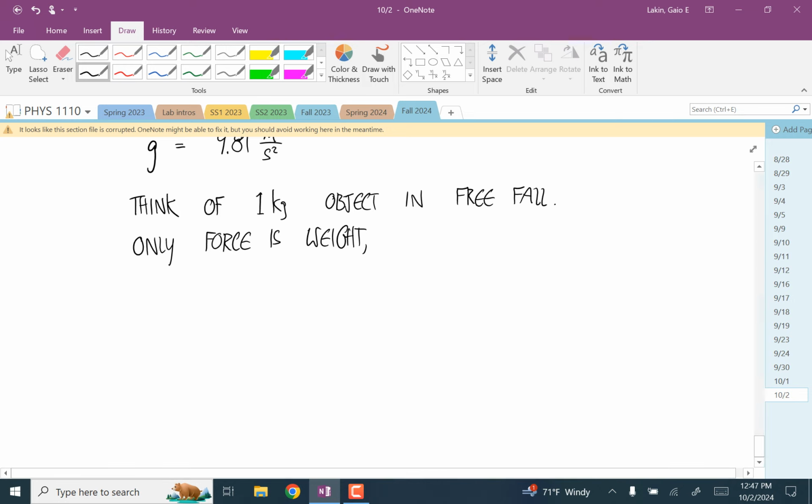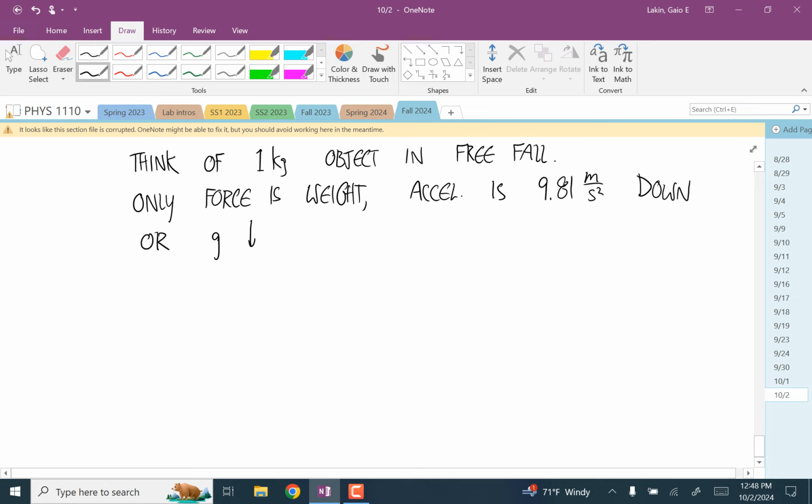Yeah, we know that its acceleration is 9.81 meters per second squared down, or we could also write it as an acceleration of g, 1g down. Okay. So now I'm going to use Newton's second law, with the y-axis of my coordinate system pointing up.